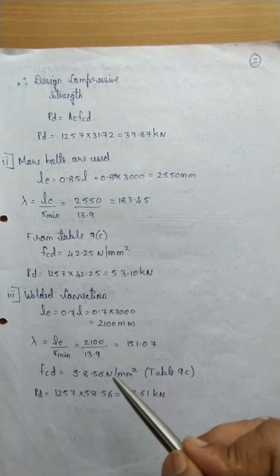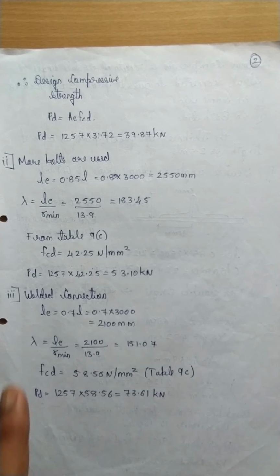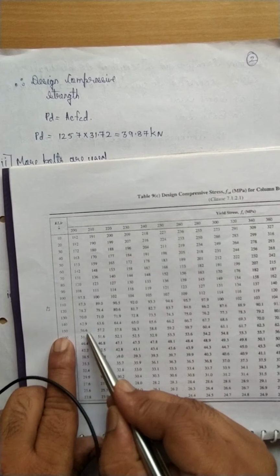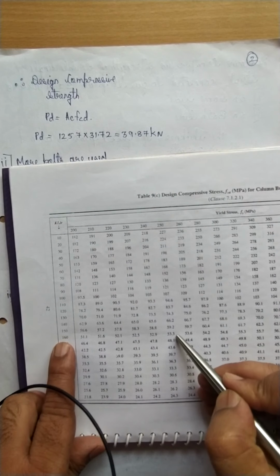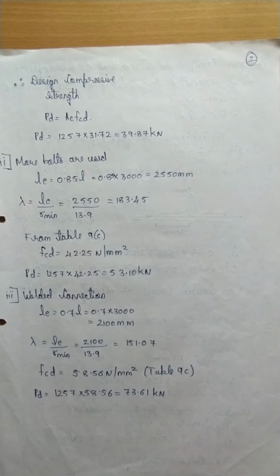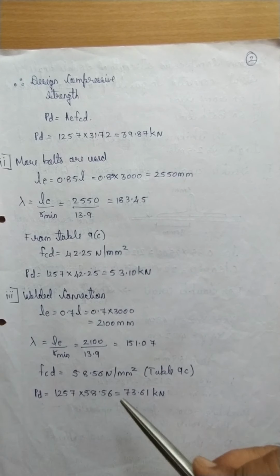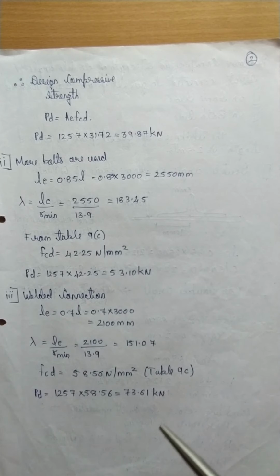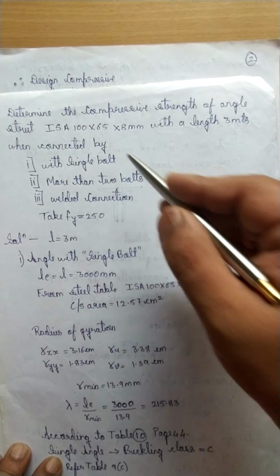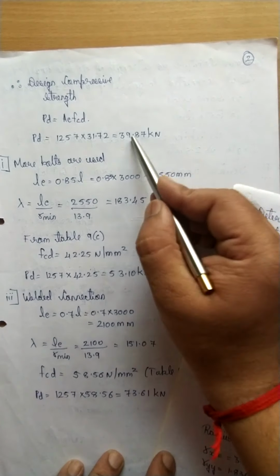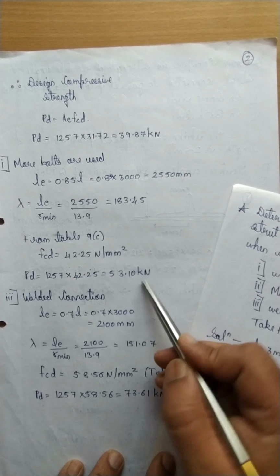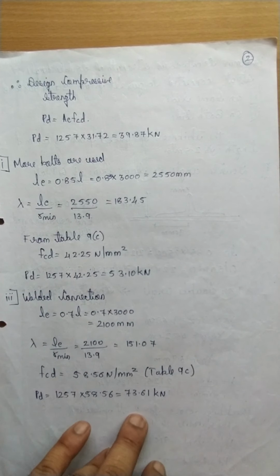Again referring to table number 9C, for this lambda ratio and fy of 250, you can see 151.07 is in between 59.2 and 53.3. We have to interpolate and we got it as 58.56, and hence we calculate PD. So this is the final answer. So these are the three answers for the same question, for first, second and third. For the first, our answer worked out to be 39.87, for the second it worked out to 53.1, and for welded it worked out to 73.6.